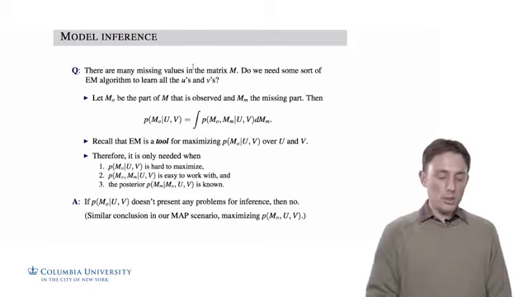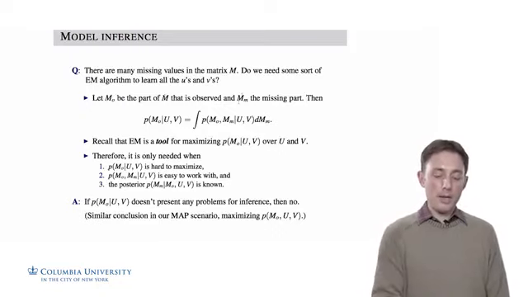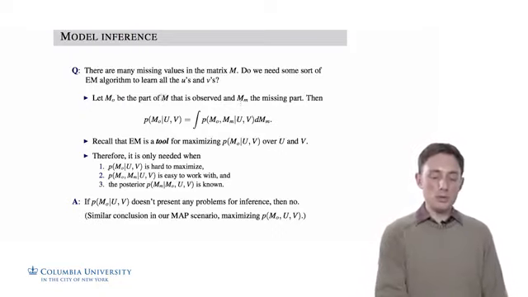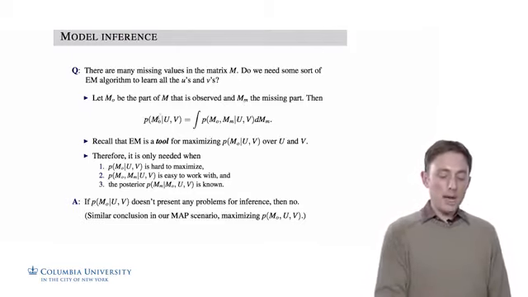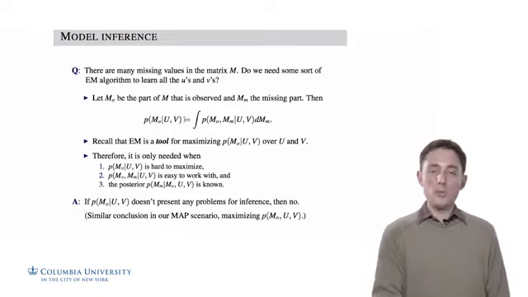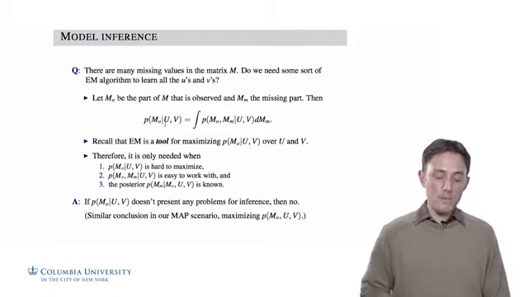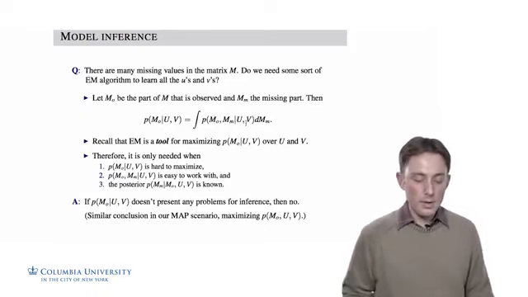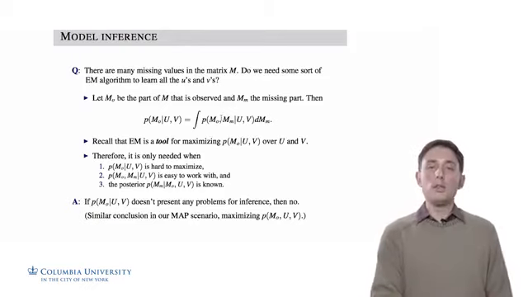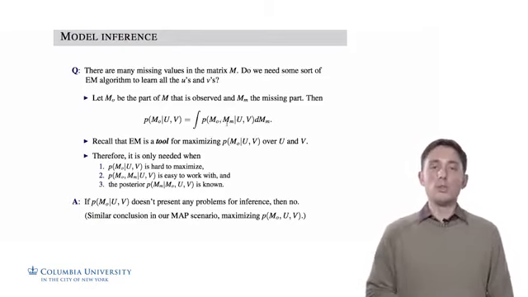And so let's think through this problem. Let M_O be the observed part of M, and M_M be the missing part, so using similar notation as two lectures ago. Then what we want to do is maximize the likelihood, in a sense, of the observations that we've seen given U and V. And so we also have a prior here that I'm ignoring for the moment. And that's equal to the integral over the missing values of the complete matrix given U and V.